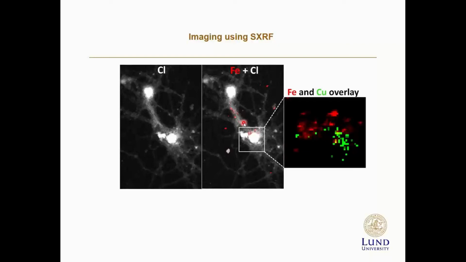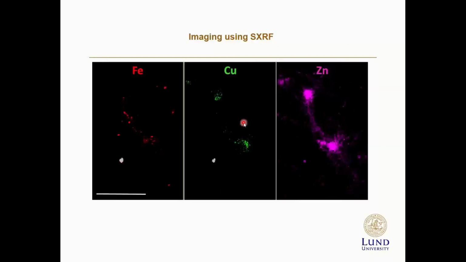So one of our questions was if we could see amyloid structures together with iron or with copper. So this is an example of how different elements could be detected in primary neurons. We could look at iron, copper, and zinc, and depending on the experimental setup, other elements can also be selected, like calcium or sulfur or phosphate.